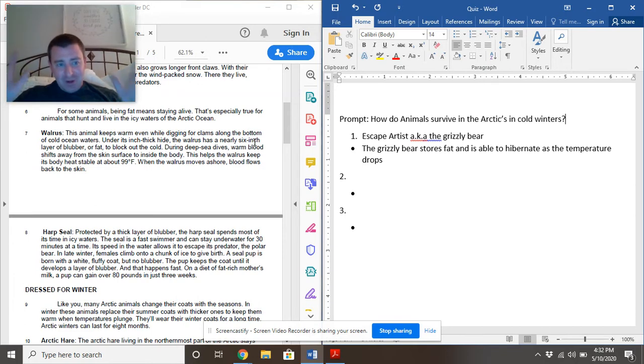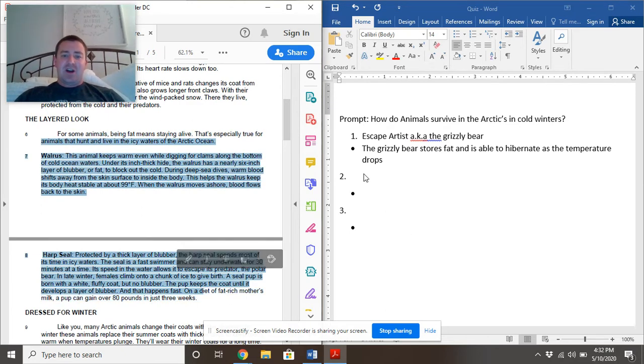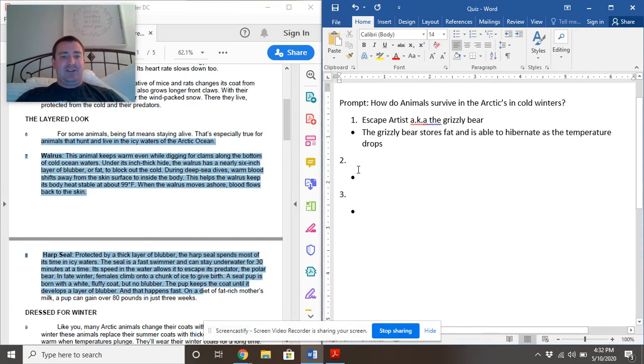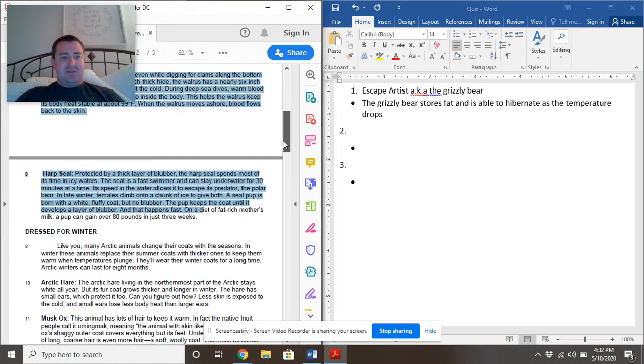Wow. Okay, let's pause there because, again, we're looking at the heading here. A layered look. It gives you a hint about how animals survive the cold winters. Take a look at paragraphs 6 through 8 right now. Jot one of those down in your plan, and let's write about it. So I'll give you a few minutes to do that, and then we will continue in just a moment.